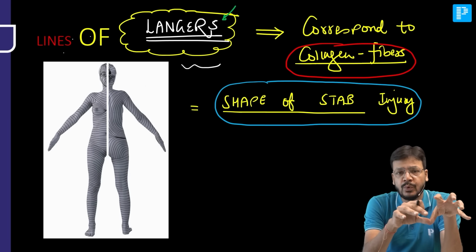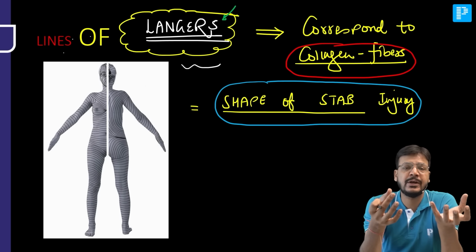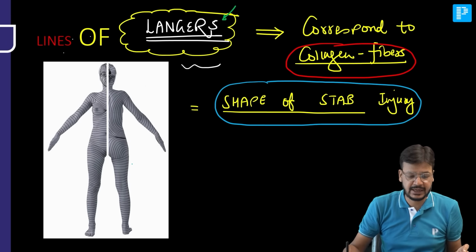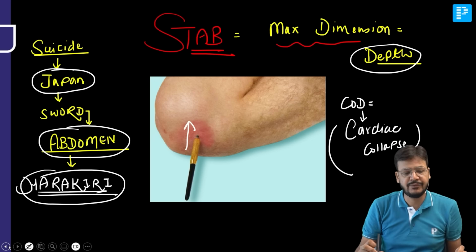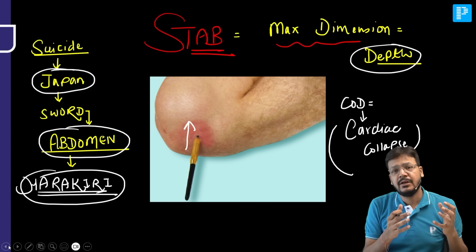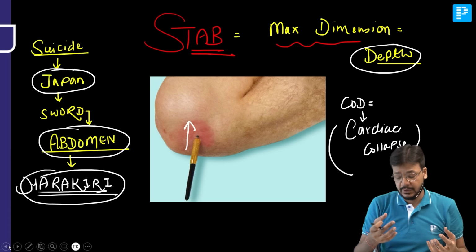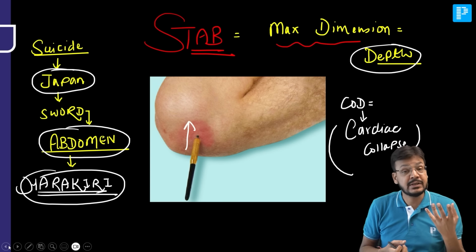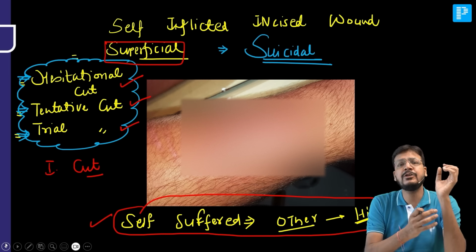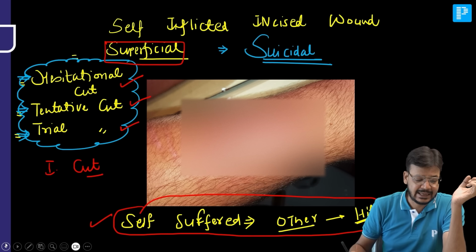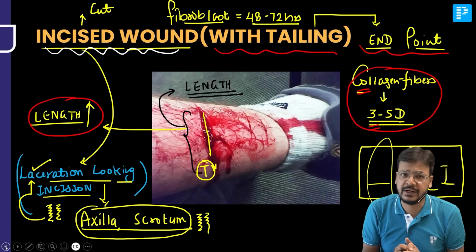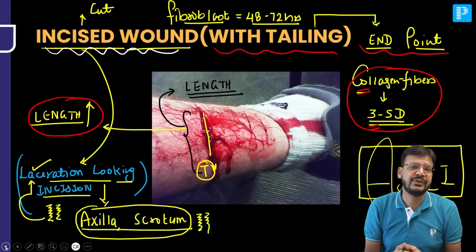Remember, my dear friend, what is line of Langer? It is for the shape of the stab injury. What does it correspond to? It corresponds to the collagen fiber. So you can get this image in an exam. This is line of Langer. In stab injury, what is maximum? Depth is maximum. In Japan, harakiri, what do they do? Hitting of the sword on the abdomen. What is the cause of death? Cardiac collapse. Yes. Self-inflicted multiple superficial wounds are hesitational cuts. Very, very important. In incised wound, fibroblast appears at 48 to 72 hours and collagen fiber at 3 to 5 days.